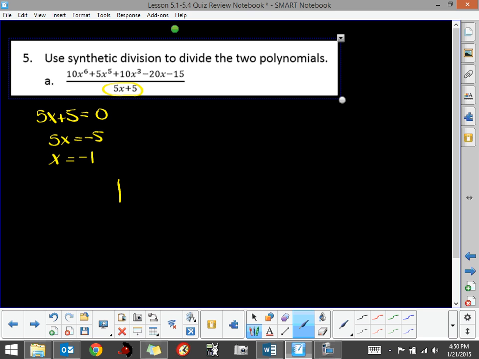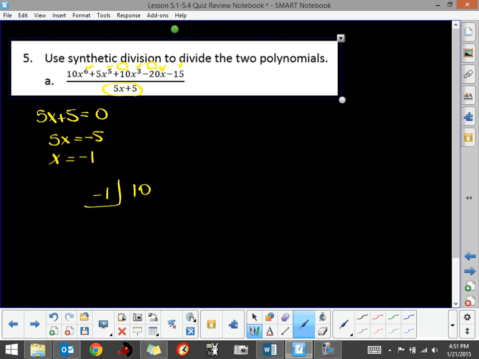So we want to put our negative 1 on the outside. That is our divisor. Then we want to come down through our numerator and make sure we have all of our exponents accounted for. It's 6, 5, we're missing 4, 3, we're missing 2, 1, 0. So everywhere we have a missing power, we want to throw in a 0 as a placeholder.